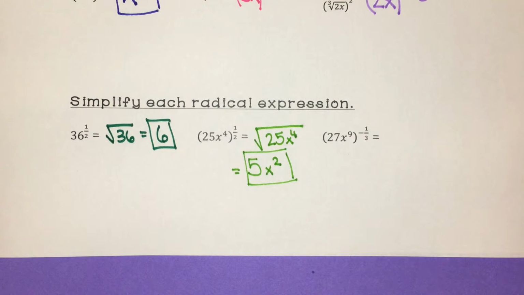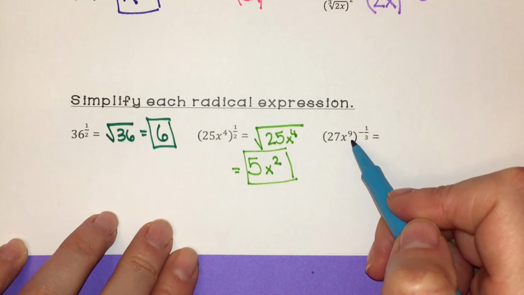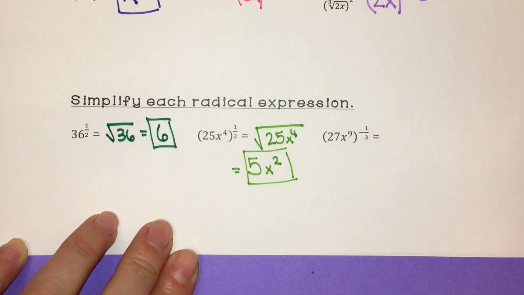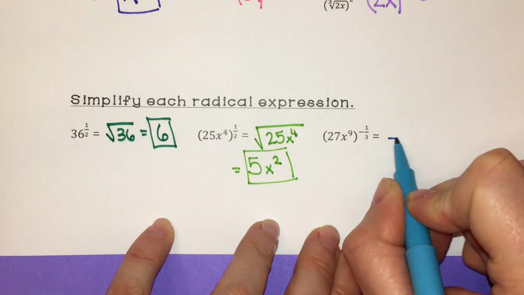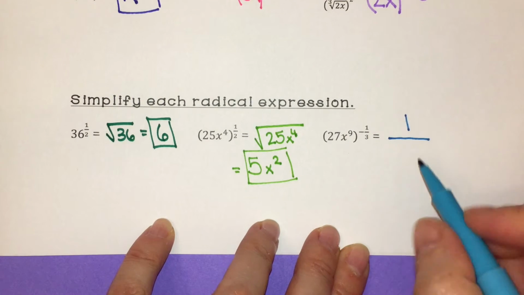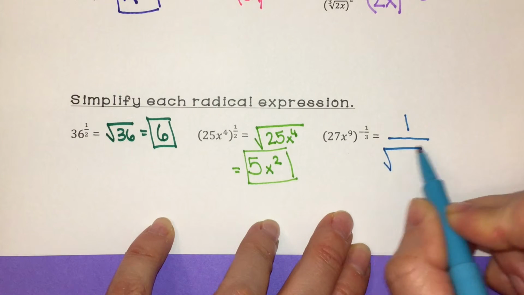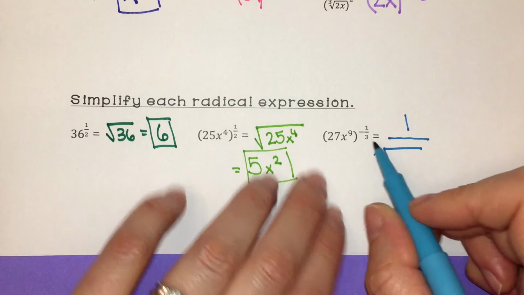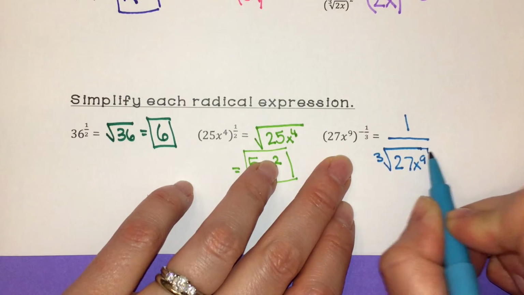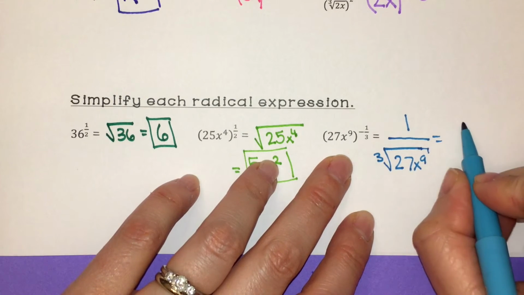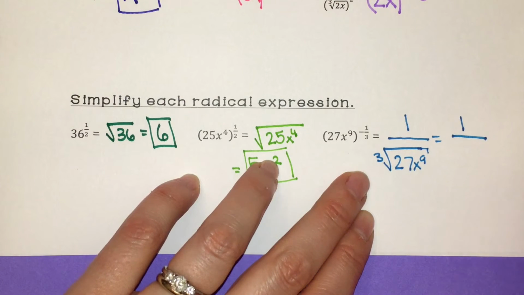Let's do one more. All right, 27x to the 9th raised to the power of negative 1/3. All right, that negative moves everything to the denominator. We know we have a third root of 27x to the 9th. Okay, so I'm just going to see if I can simplify.